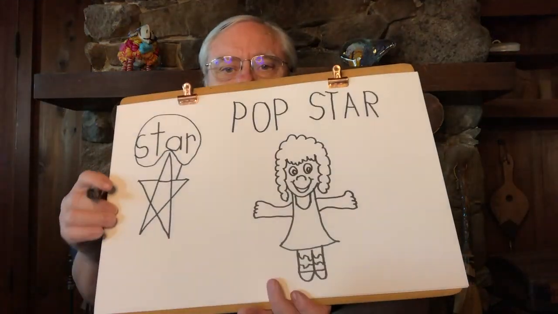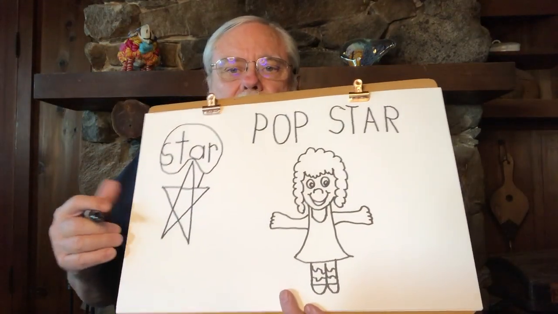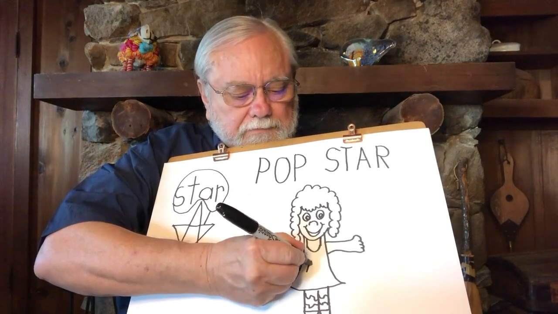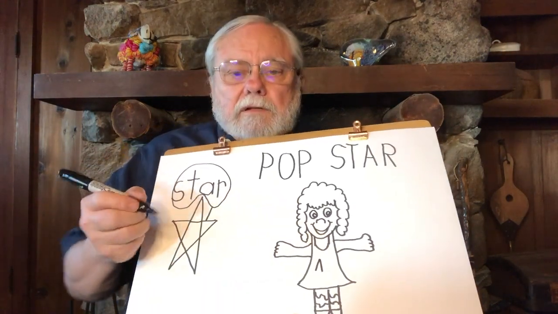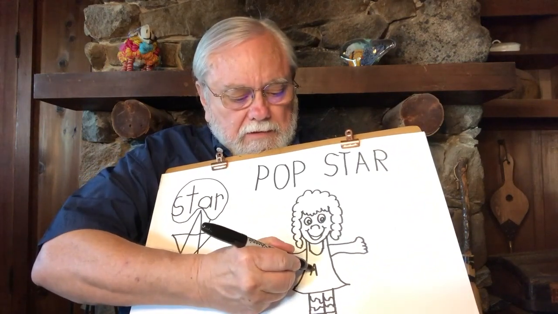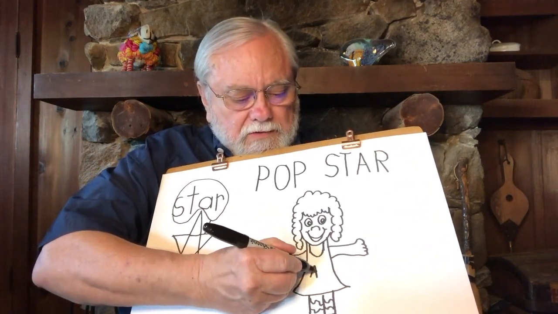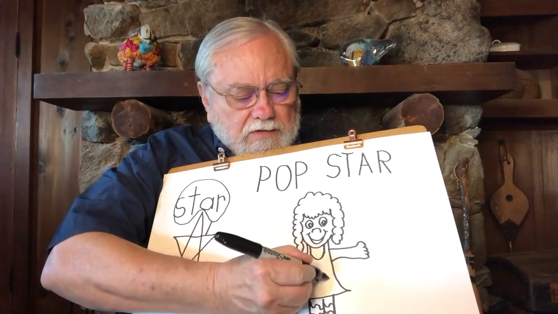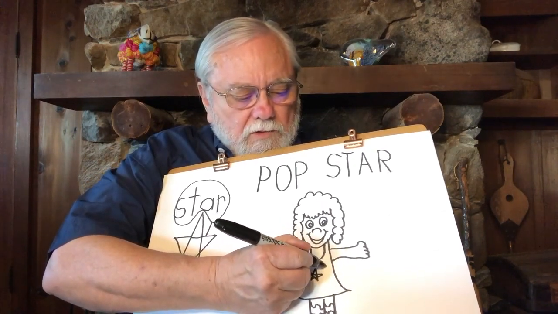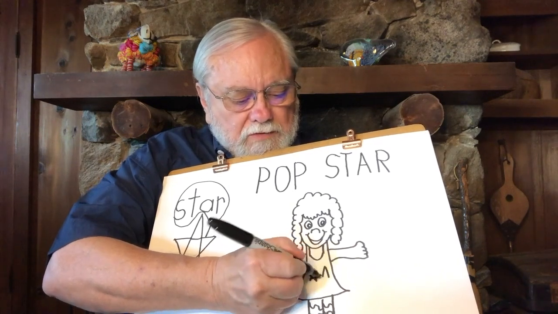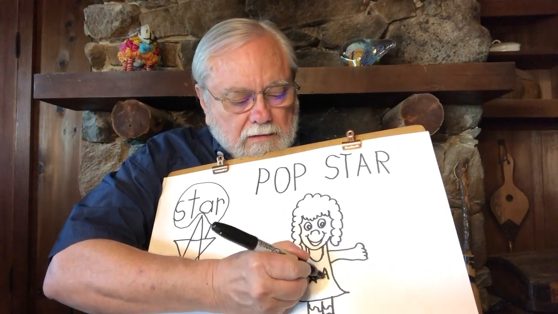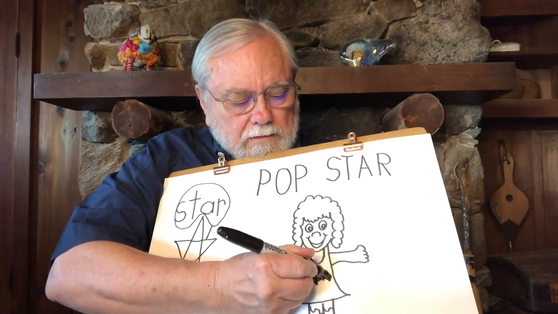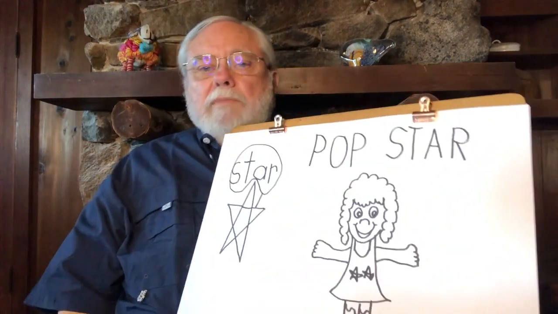Now because she's a star, she has some stars on her dress. So we can make some small stars. Make your little angle line, then come up a little over halfway, out to the sides, up, up. And you can decide how many stars you want to put on our pop star's dress. And so there's our pop star.